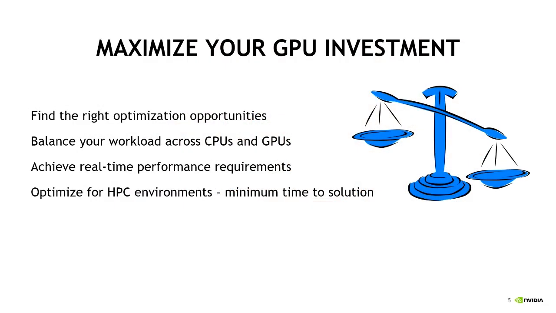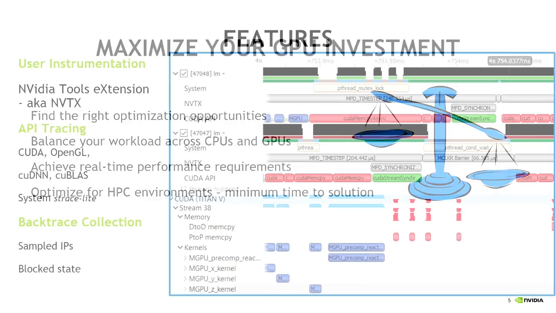So you're going to want to use this tool to maximize your GPU investment. And it's going to help you to balance that workload across the system. You might be trying to achieve real-time performance. You might be trying to achieve minimum time to solution when you're working in an HPC environment because you're sharing those resources. Or if you're operating in the cloud, you want to just minimize your cost of renting those hardware resources. So let's get into some details about the tool itself.